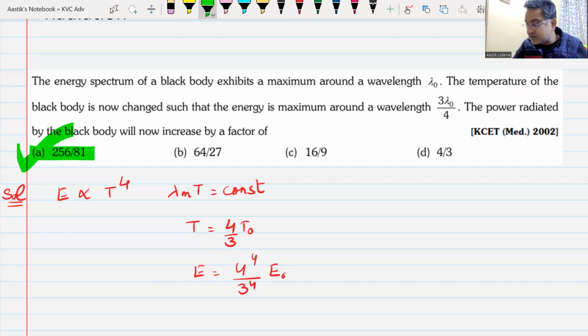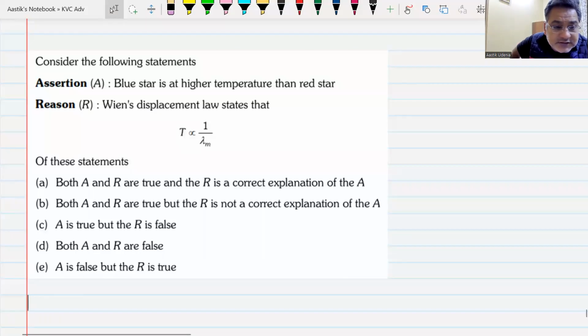I've seen a couple of questions come from assertion and reasoning. So this is a question from assertion and reasoning. Consider the following statements. A: a blue star is at a higher temperature than a red star. R: Wien's law states that T is inversely proportional to lambda m. Of these statements, both assertion and reasoning are true and R is the correct explanation. Both are true, but R is not the correct explanation. A is true, R is false. Both A and R are false. A is false, but R is true. I'll give you 2 minutes to give me the answer.